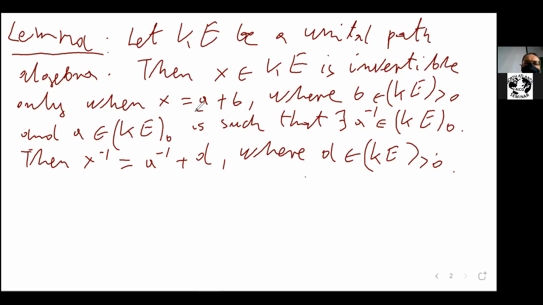And if you assume that X is invertible, then in fact it implies that A itself is invertible, its inverse is in this commutative subalgebra, okay? And then the inverse of X can be written as A inverse plus D, where D is some element in the arrow ideal. This is a very elementary lemma. Let me prove it right away, and we will need it in the proof of our today's big theorem. Okay, so proof.